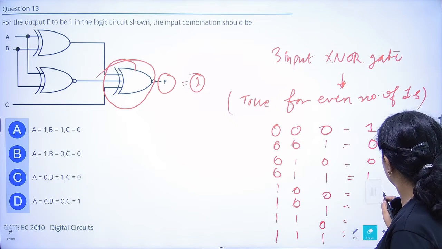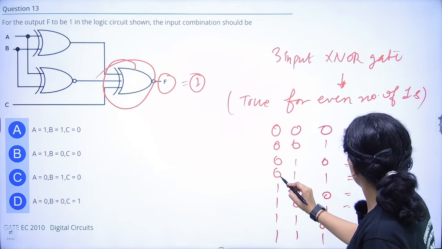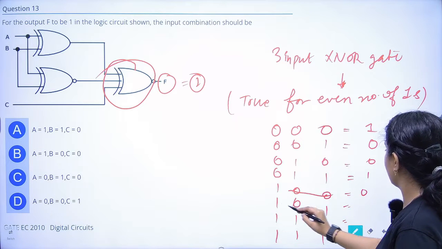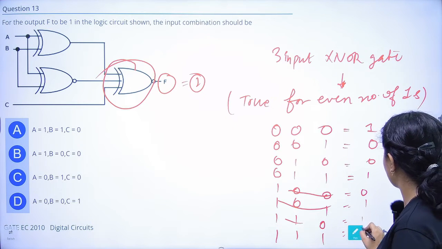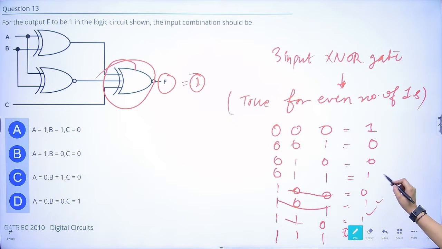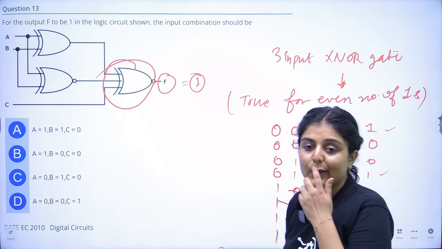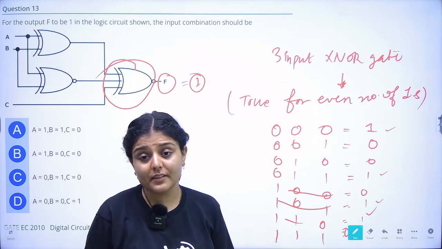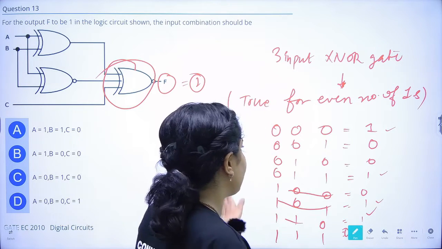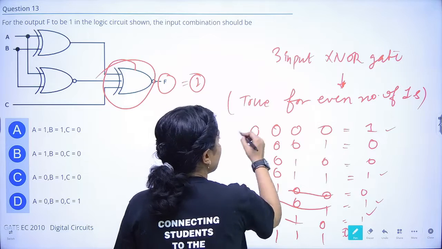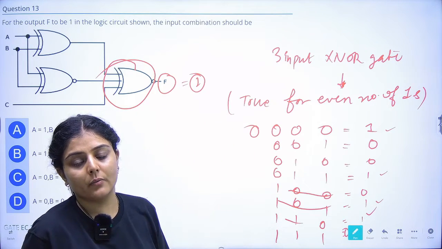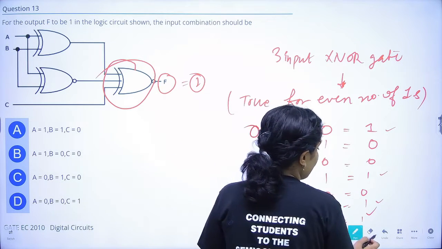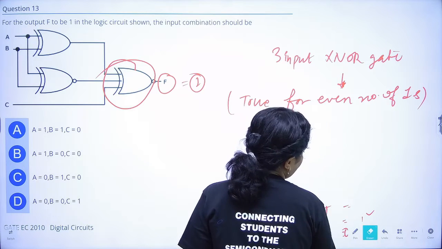Wait, I think I got lost. Okay. So this is even, this is odd, this is even, and this is odd. So basically these 4 outputs will be equal to 1, right? So it represents the even number of ones. Even if you make it 4 bits, with the last number being 1 1 1 1, that will become 1. So this way it is true for an even number of ones.